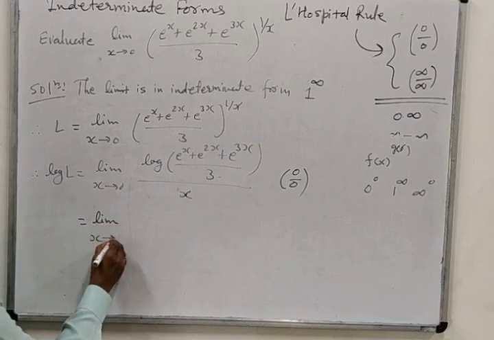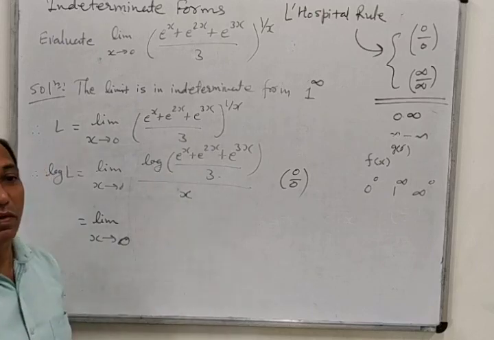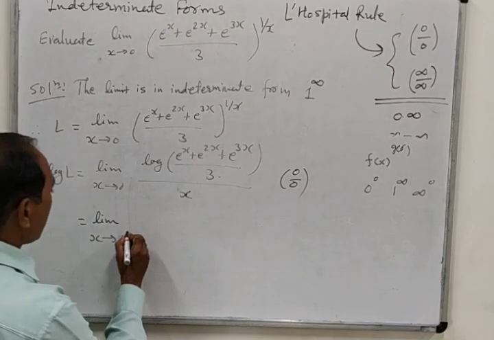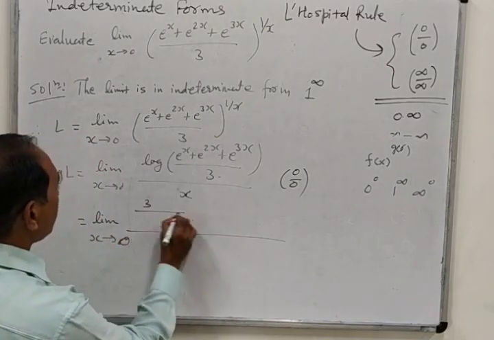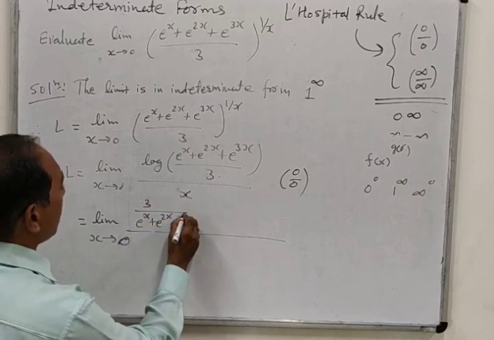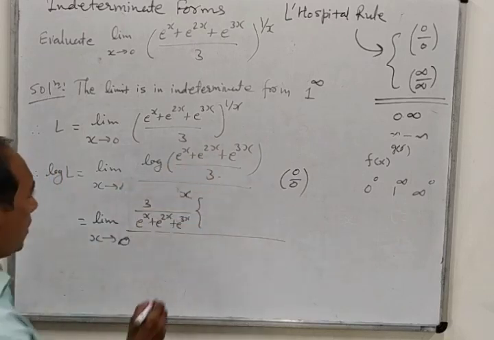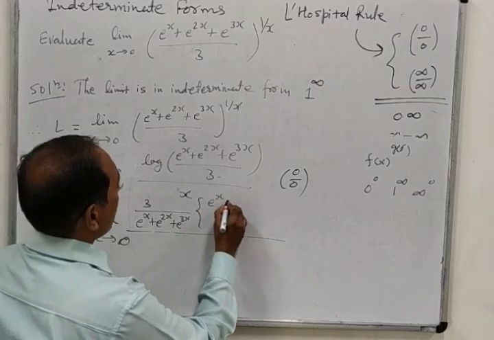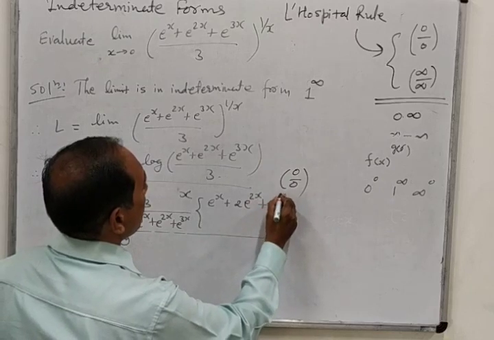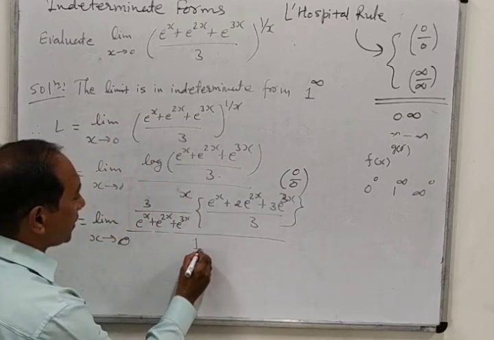And as per L'Hopital rule, we will find out the derivative. The derivative of log is what? What is the derivative of log of x? It is 1 upon x. So we have the derivative as 3 upon e raised to x plus e raised to 2x plus e raised to 3x. But again we will have to find out the derivative of the internal function. So e raised to x has the derivative e raised to x, this has the derivative 2 e raised to 2x, plus this has the derivative 3 e raised to 3x, and the whole divided by 3. So this is the derivative. And the derivative of this x is 1 now.